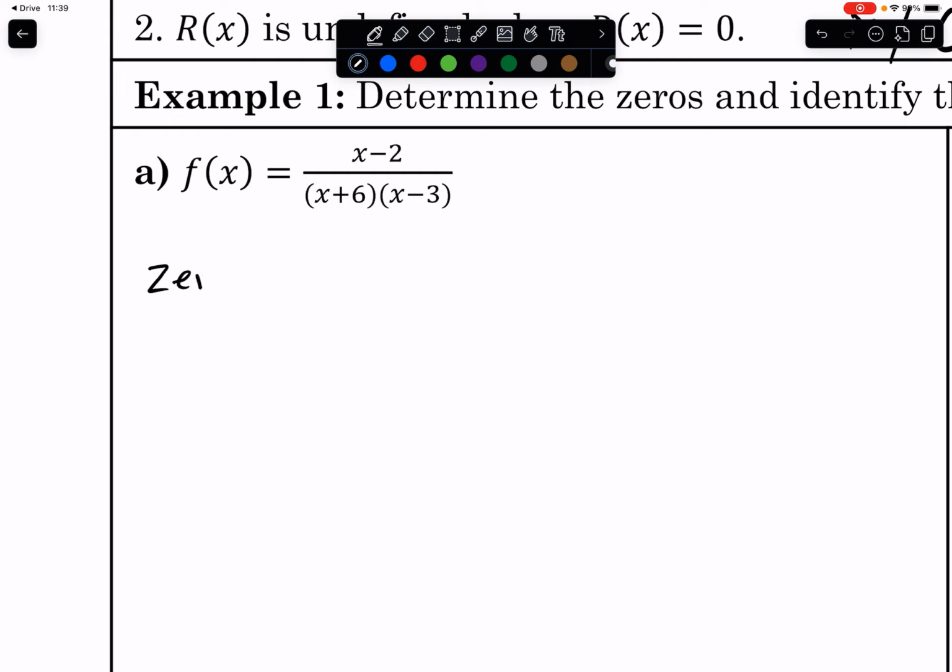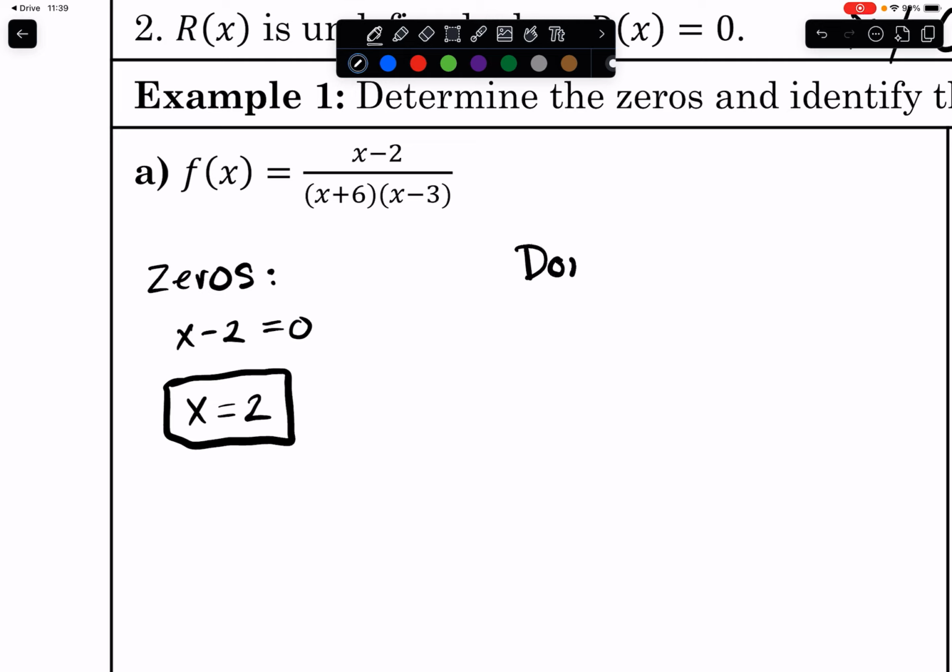To find the zeros, I'm simply going to look at my numerator function, x minus 2, and set that equal to 0 and solve this equation. Well, this is a simple equation. I add 2 to both sides, so x equals 2. That is my zero. My zero is going to be the number 2.